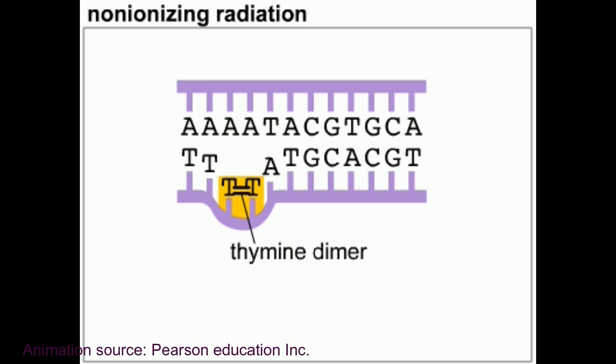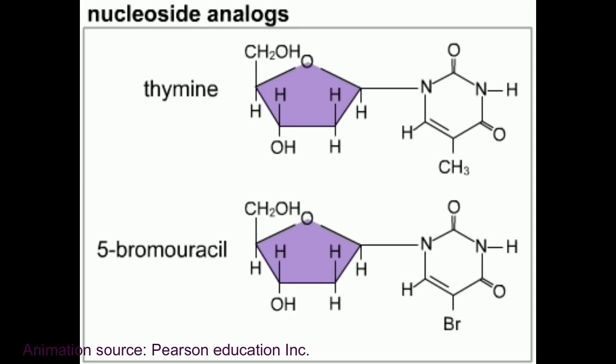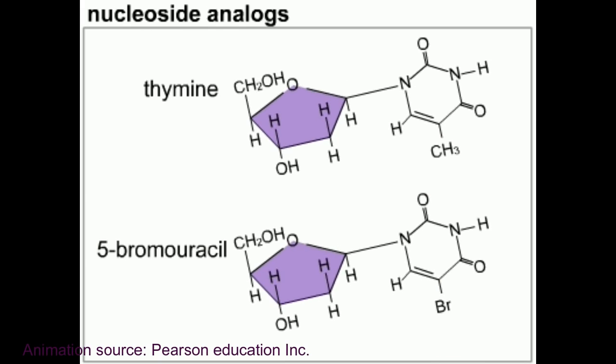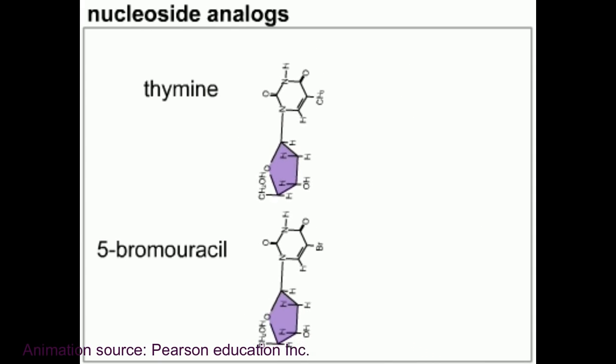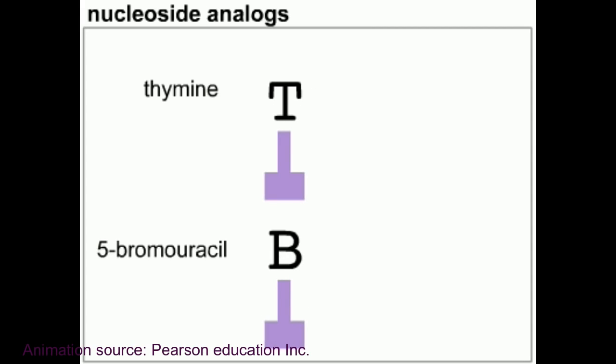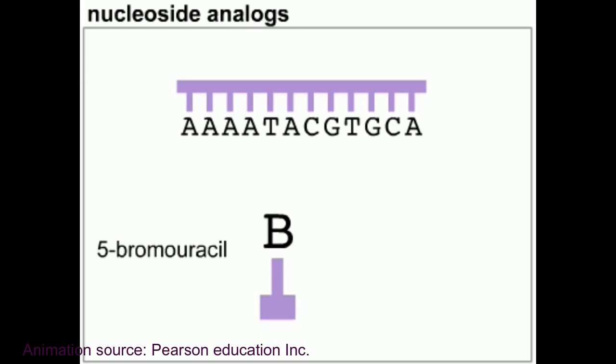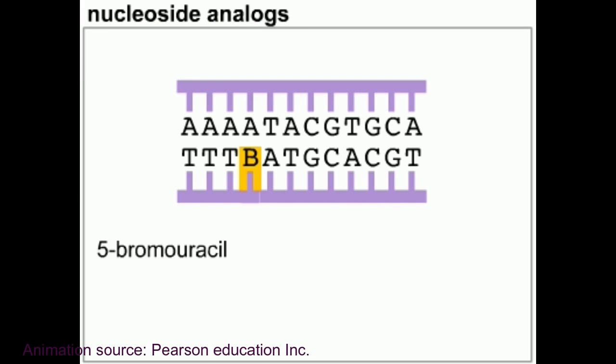The third type is nucleoside analogues. Nucleoside analogues are compounds that are structurally similar to normal nitrogenous bases, but with different base pairing properties. These compounds can become incorporated into growing DNA during replication, replacing their related base. Once incorporated, the nucleotide analog can inhibit further replication or cause mismatching during replication.